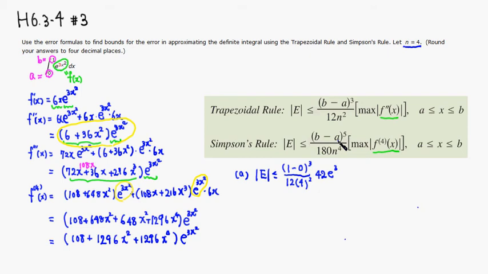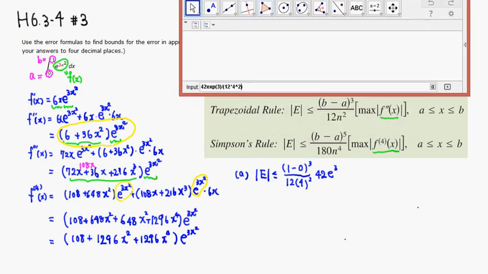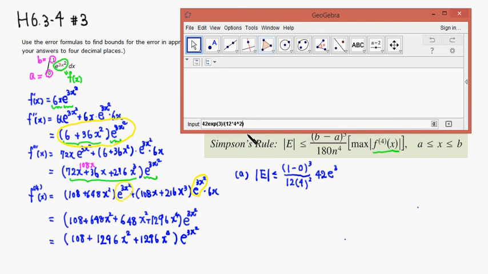So let's compute this value using GeoGebra. We want to find 42 e cubed, so e to the cube, and we want to divide by 12 times 4 squared. Is that right? Because 1 cubed is just going to be 1. Let me double check: 12 times 4 squared. Alright, so this is going to be the value.